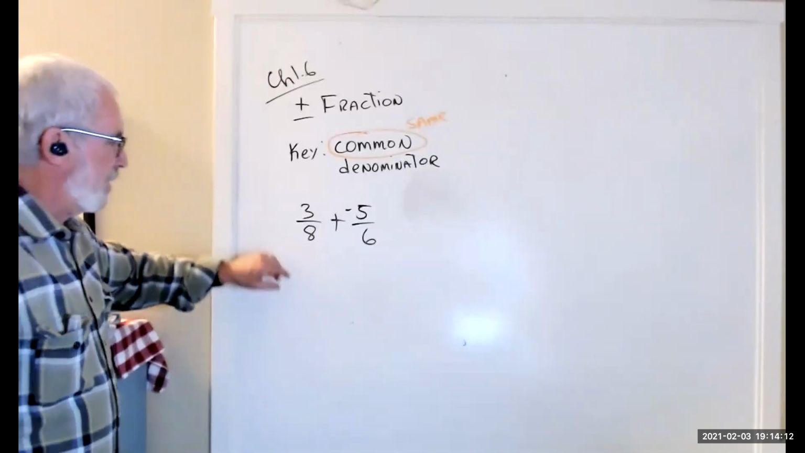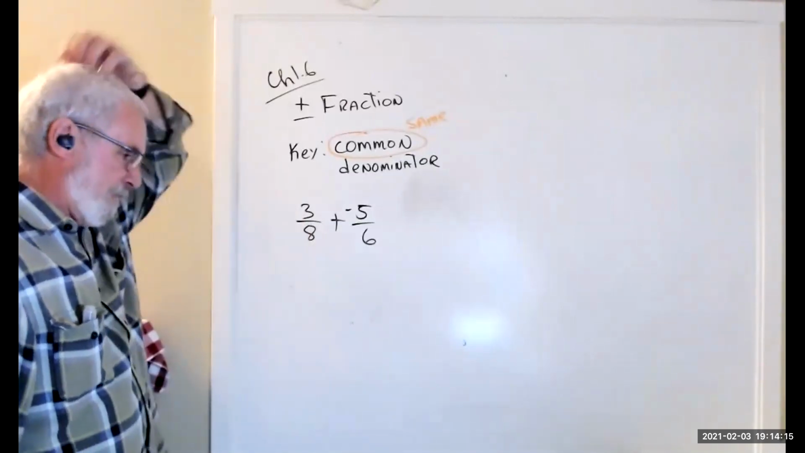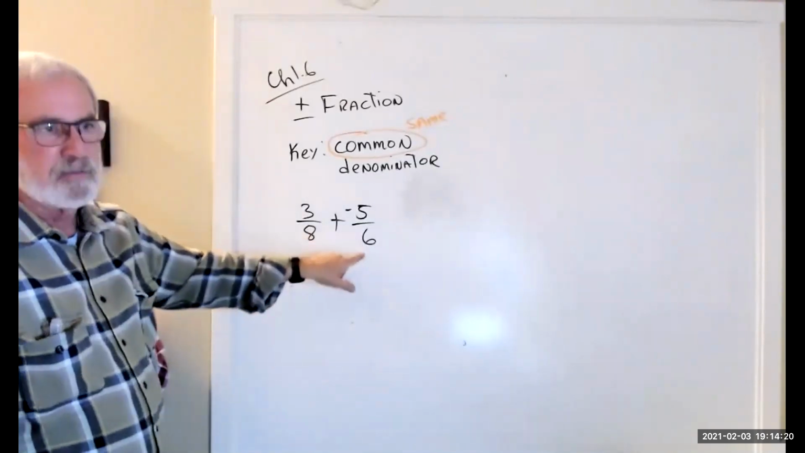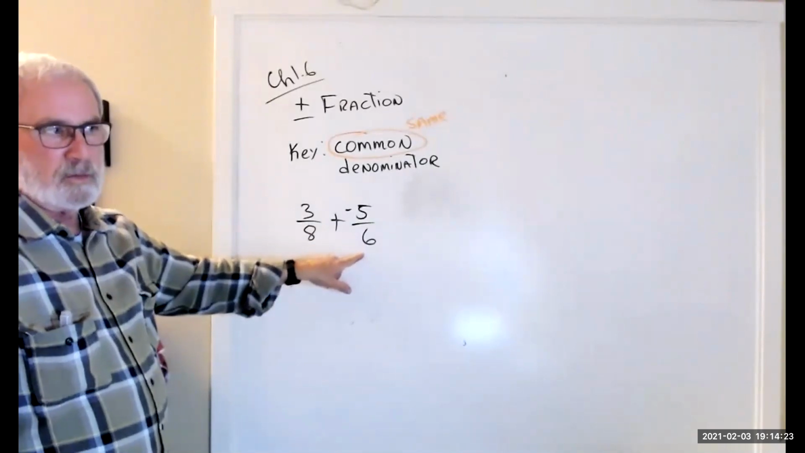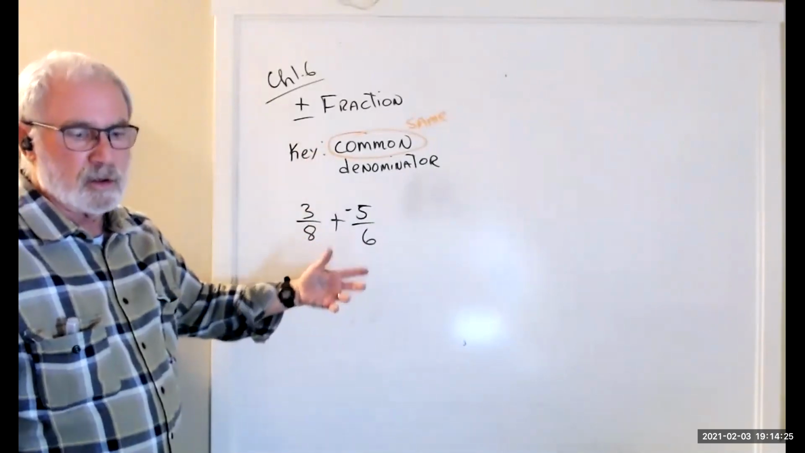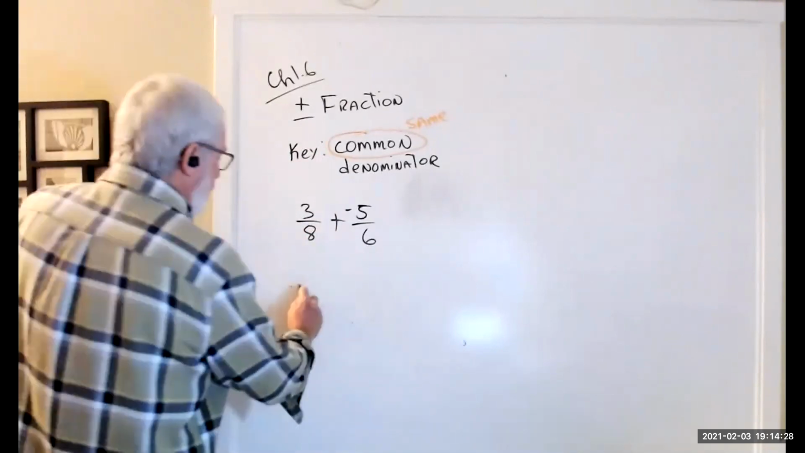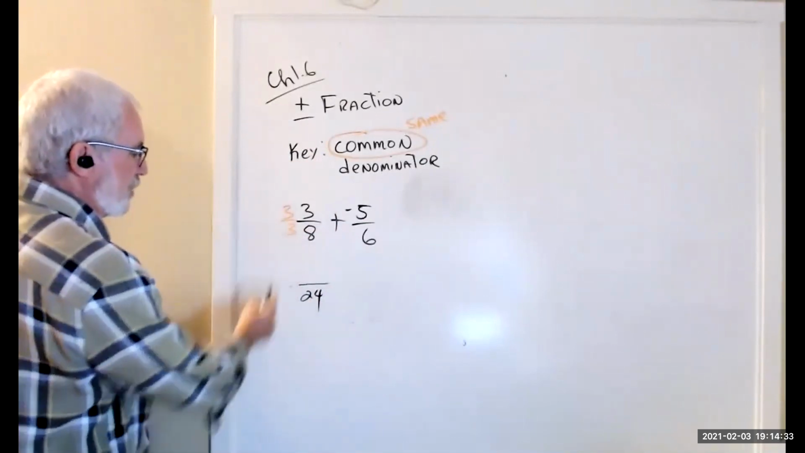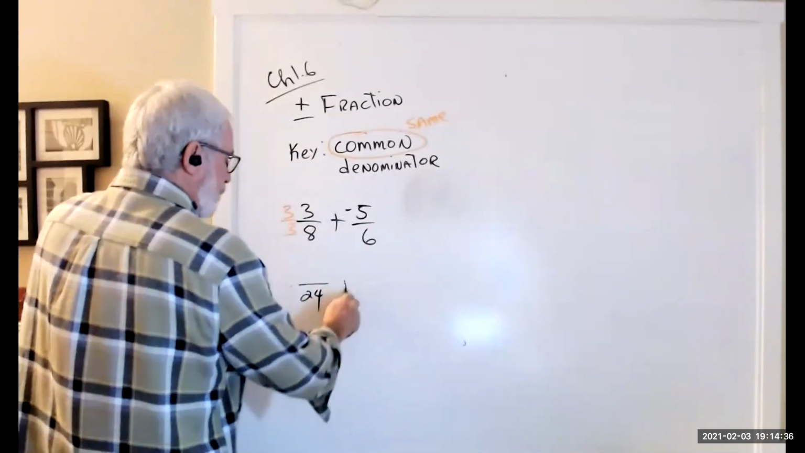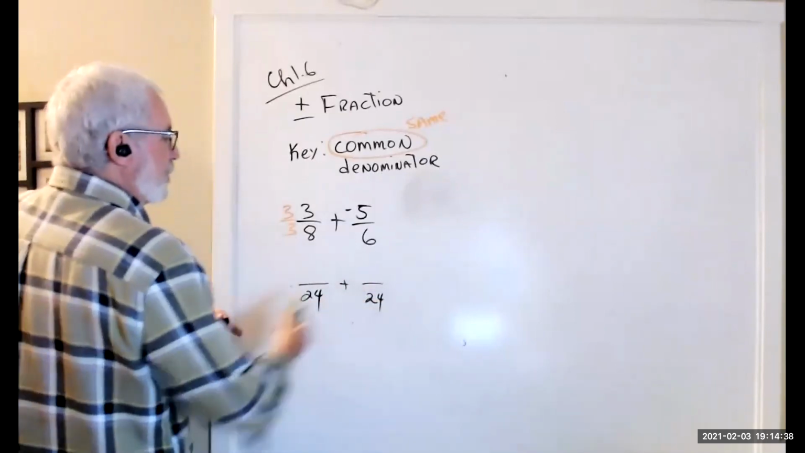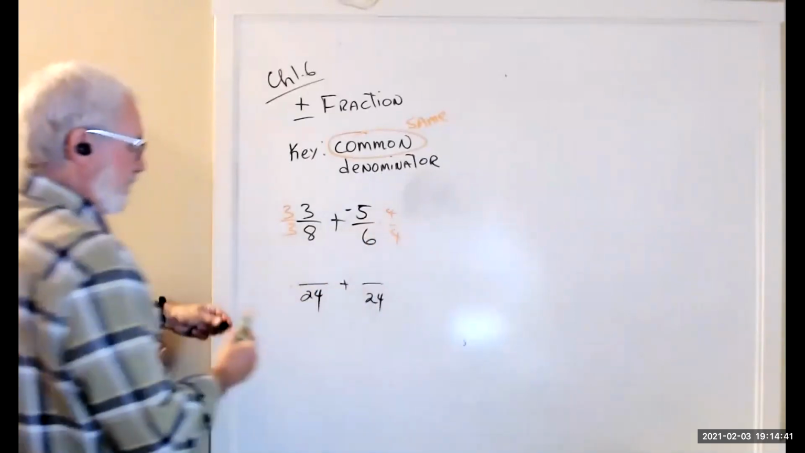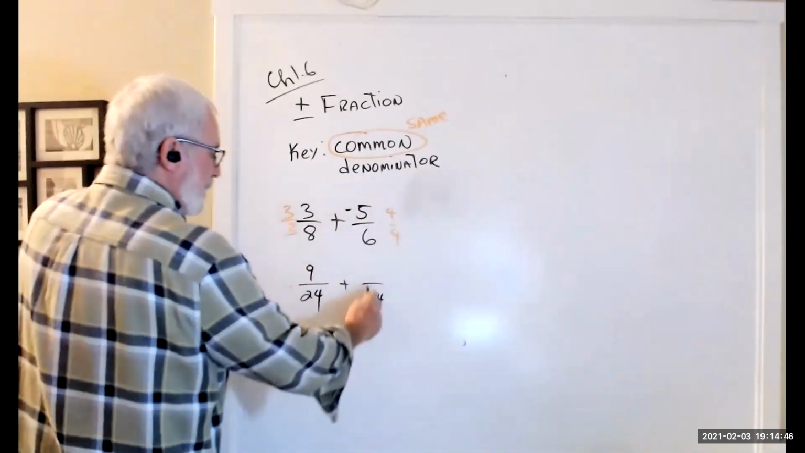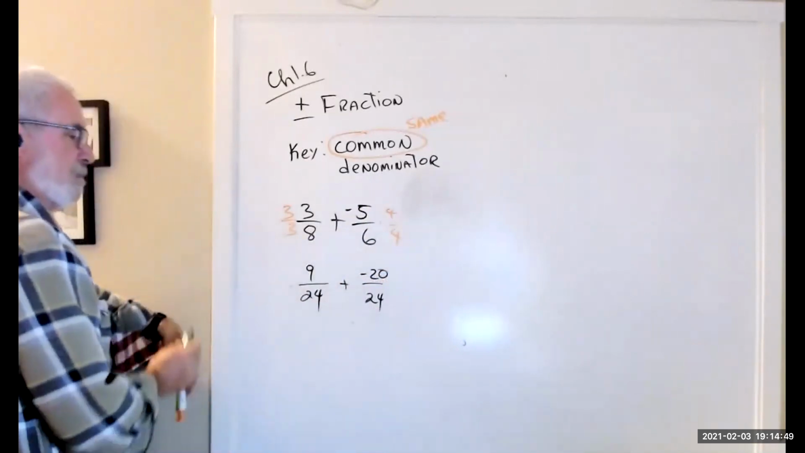But the other way, method number 1, is you rack your brain and you go, okay, what number does 8 and 6 both go into? Okay, well, I see 24. So you say, okay, the common denominator is 24. So multiply this by 3 over 3 to get to 24. And this will also be 24, so multiply this by 4 over 4. So this will become 9 over 24. This will become -20 over 24.